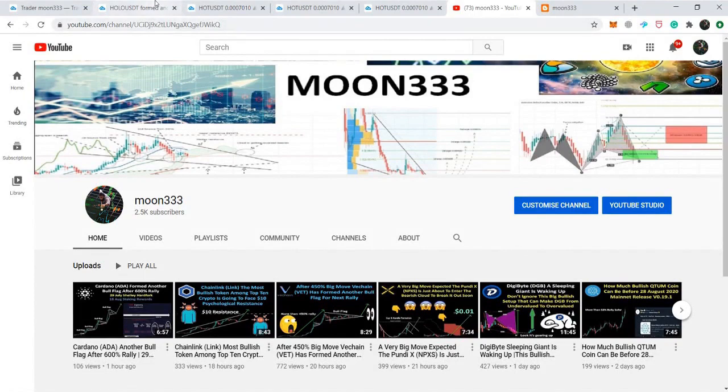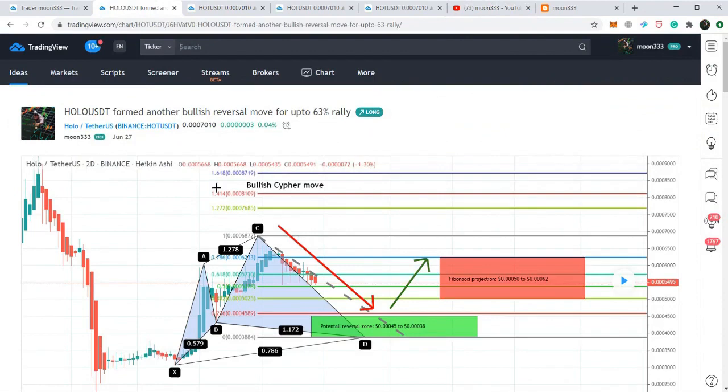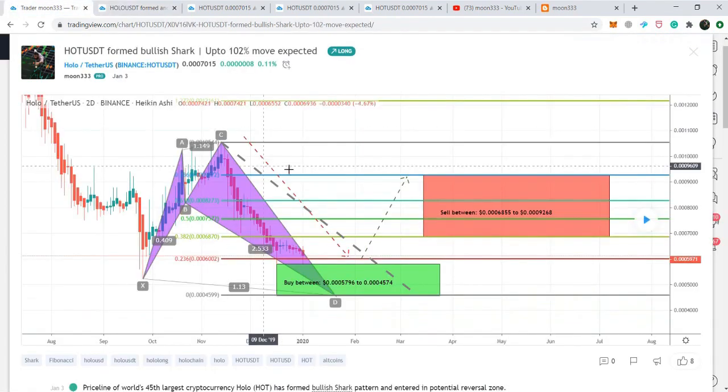As in my previous video, I told you that the Holo token is completing the final leg of this bullish cipher pattern. And from this potential reversal on, it can take another bullish divergence. If you're not following my videos on Holo, then I can give you the recap first. This was the pattern that I posted on January 3rd at the starting of this year, when the price action completed this final leg of the bullish shark pattern.